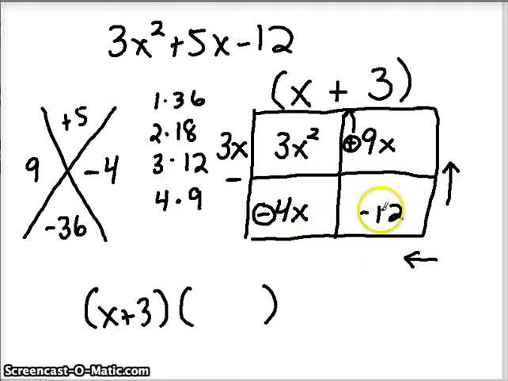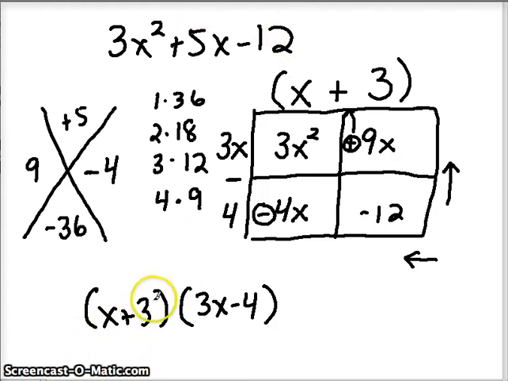Between 4x and negative 12. Well, it's just 4. So our second set of parentheses is 3x minus 4. And the order here doesn't necessarily matter. It might be better to put the 3x minus 4 first, but it really does not matter. If you FOIL, you should end up getting all the way back to the top.